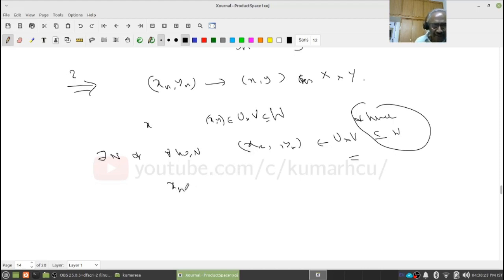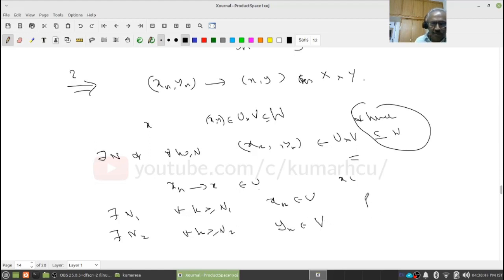Now I know xn converges to x, right? Now (x, y) belongs to U cross V, that means x belongs to U. Yeah? And since xn converges to x, and U is an open set containing x, therefore I know there is n1 such that for all k greater than or equal to n1, my xk lies in U. Similarly, there is an n2 such that for all k greater than or equal to n2, my yk lies in V.